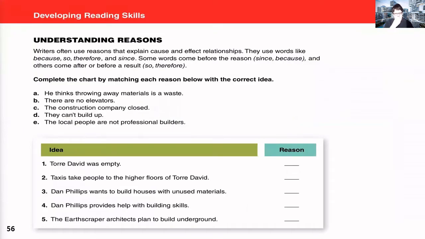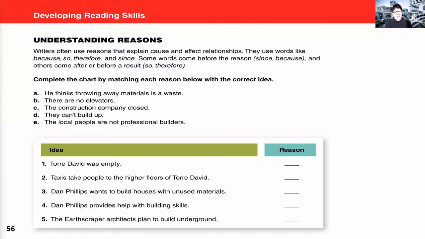All right, so here's, like I said, it's going to be not necessarily questions, but more understanding the reason. So let me read what the book says. Writers often use reasons to explain cause and effect relationships, basically why. Why am I writing this? Why do I think you need to know? So they will use words like because, so, therefore, and since. Some words come before the reason, since, because, and others come after or before a result.